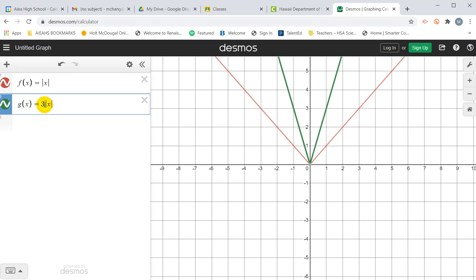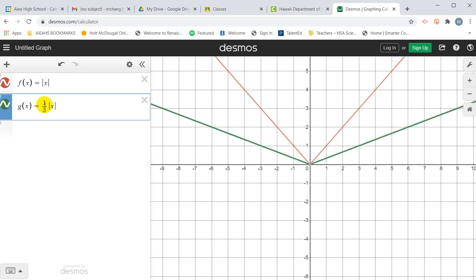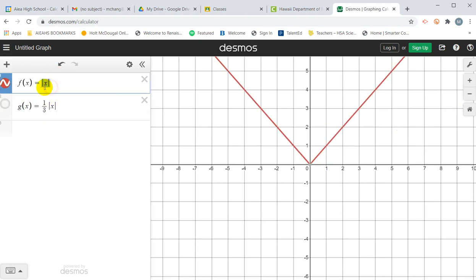If I change this up, let's say I make it something between 0 and 1, like 1/3 or something. This represents a vertical compression instead. Okay, so that's kind of how that would work. Let's say I change this up.